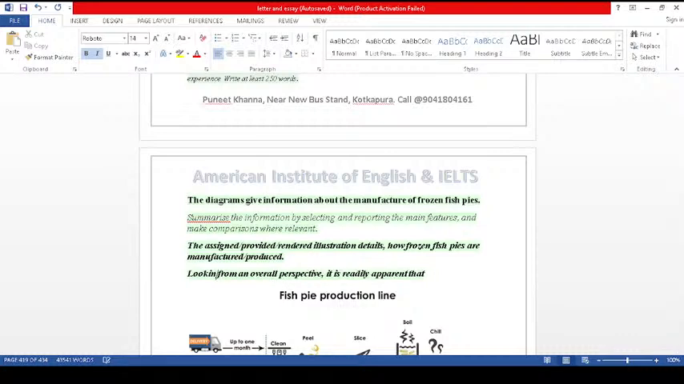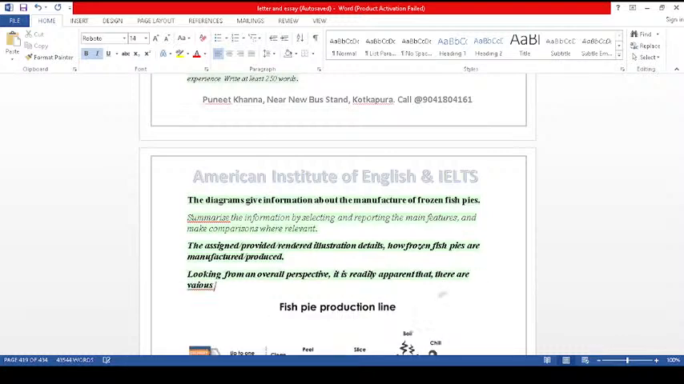It is readily apparent that there are various prime stages. You can have a look at the spelling also. There are various prime stages of manufacturing frozen fish pies. So, looking from the overall perspective, it is readily apparent that there are various prime stages of manufacturing frozen fish pies.